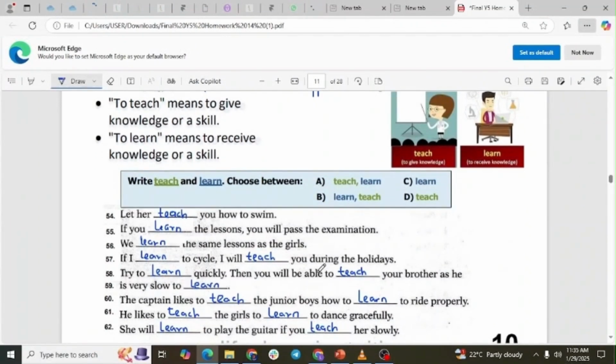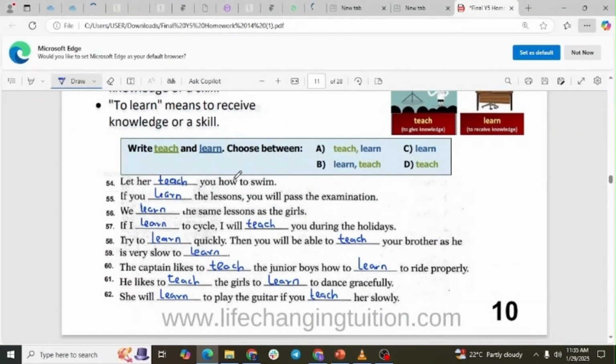Choose between teach and learn, or both. Question 54. Letter blank you how to swim. Correct answer D. Teach. Explanation. The word teach is used correctly as it means to instruct or show someone how to do something, which in this case is swimming.